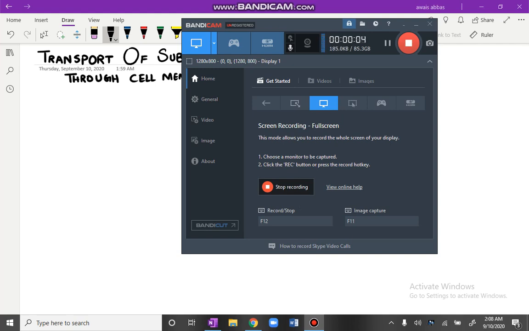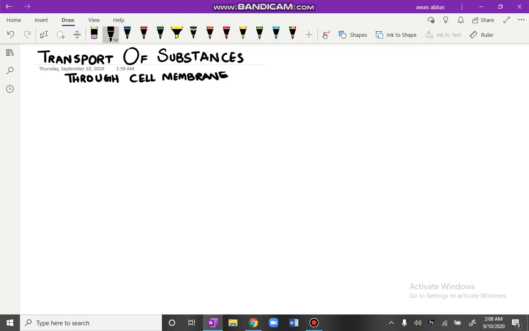Okay guys, so we are going to start with the topic of transport of substance through cell membrane. This is particularly known as chapter number 4 in the physiology book of Guyton and Hall. And the first thing that I am going to discuss over here is the lipid barrier of the cell membrane and the cell membrane transport protein.